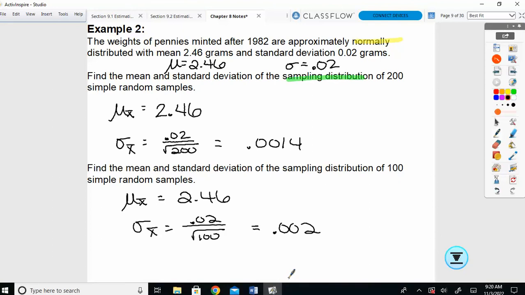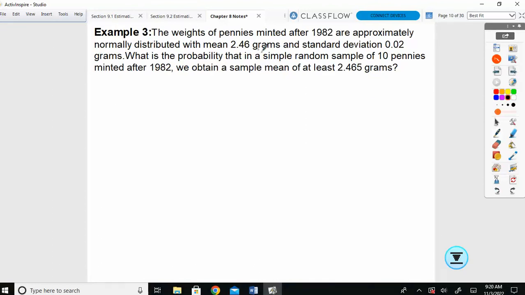So now let's take this stuff and apply it to what we were doing yesterday with the normal distribution. Another penny example: in my original population, we know it's normal, so it's the same setup as this example. The mean is 2.46, standard deviation is 0.02. So I want the probability that in a simple random sample of 10 pennies minted after 1982, we obtain a sample mean of at least 2.465 grams.